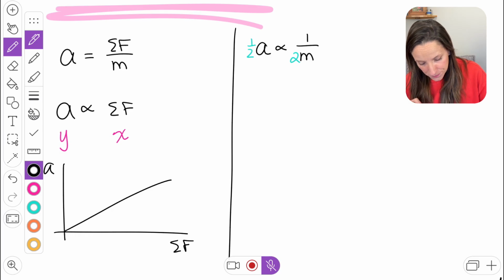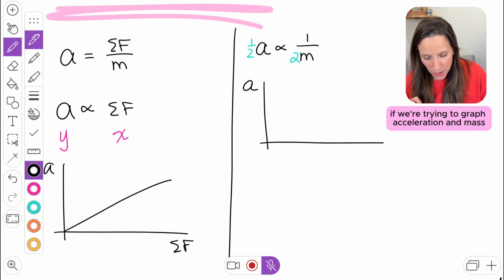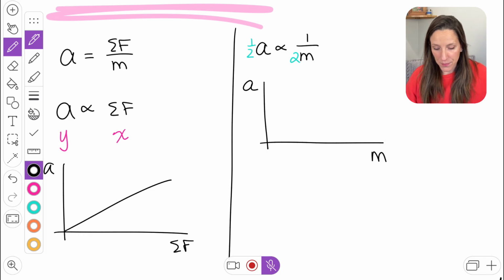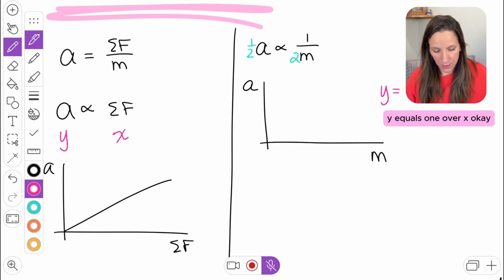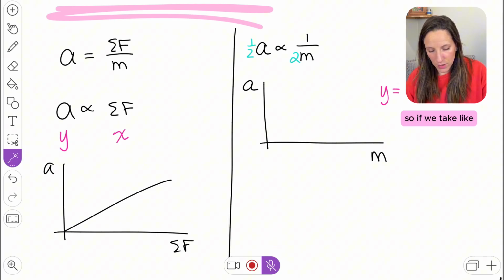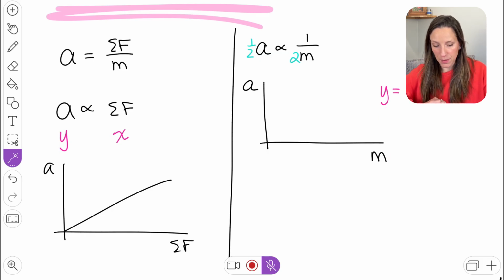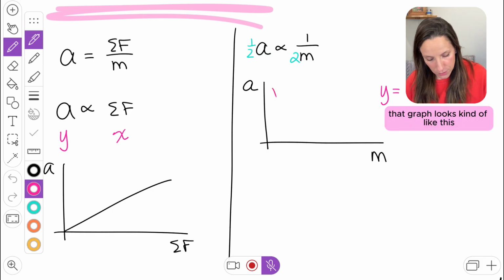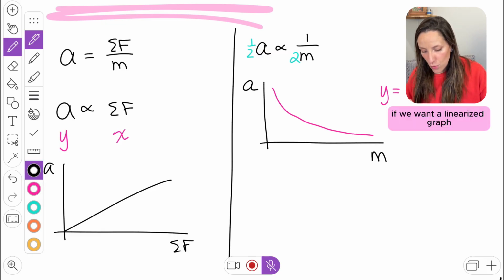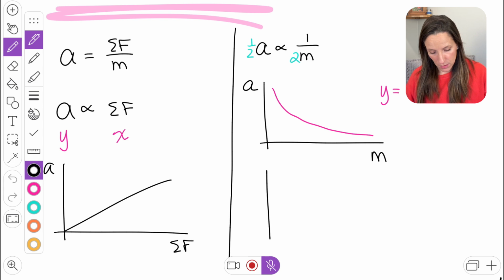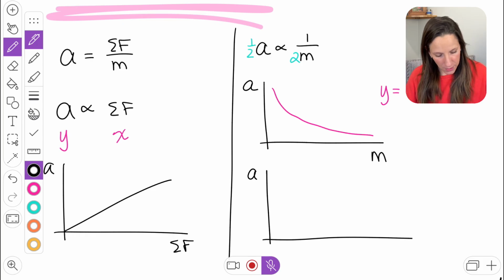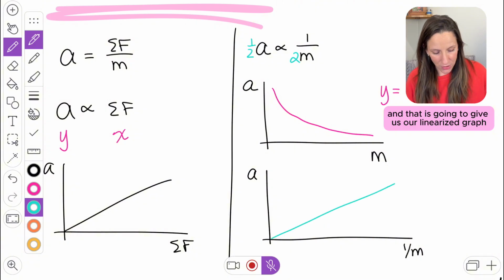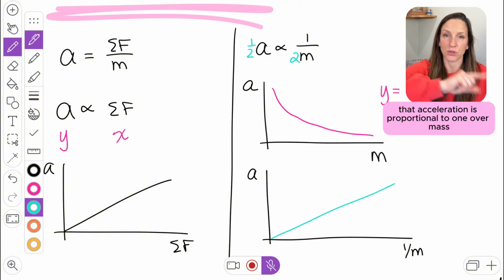On a graph, there's 2 things that we can do with this. If we're trying to graph acceleration and mass, this is going to look like a graph of y equals 1 over x. Okay, so if we take mass to be what's on our x-axis, we're graphing y equals 1 over x. That graph looks kind of like this. If we want a linearized graph, we are going to straight up take whatever is on the right-hand side, the whole thing, and put that on our x-axis, and that is going to give us our linearized graph to tell us that acceleration is proportional to 1 over mass.